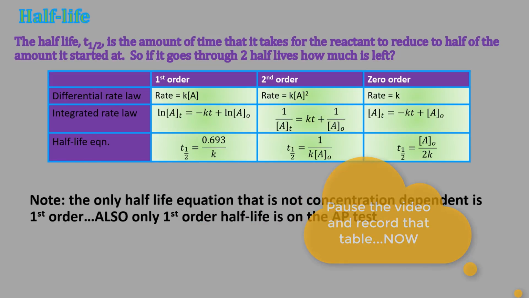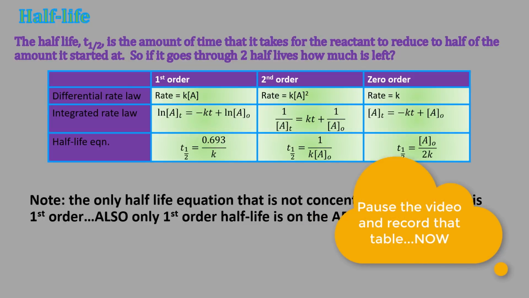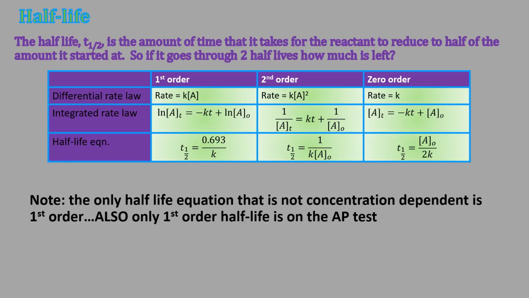All right, so before we continue this, most of the questions on the AP test are half-life questions, so I want to make sure that we understand half-life before we continue through this. It says the half-life, which is represented by T 1/2, is the amount of time that it takes for the reactant to reduce to half of the amount it started at. So if we have 100 grams, after a half-life, we would have 50 grams.